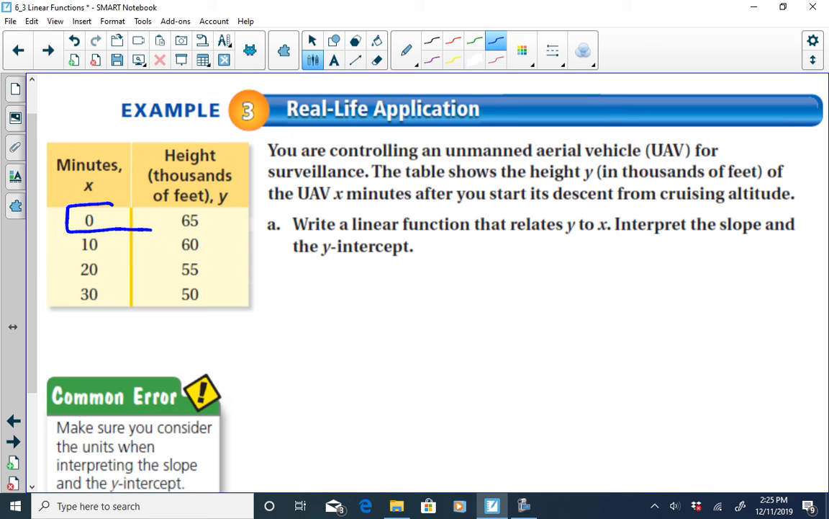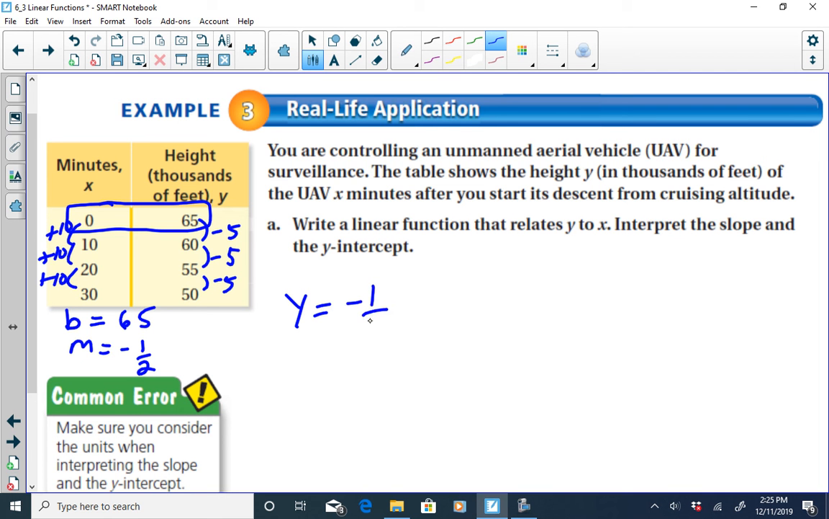Well, here's my b. My output when my input is 0 is 65, so we know b is going to be equal to 65. We still need our m. m is going to be the change in y over the change in x, that ratio. So it looks like it's down 5, down 5. This is an increase of 10, plus 10, plus 10, plus 10. So negative 5 over 10 simplifies to negative 1/2. So the equation of that line would be y is equal to negative 1/2 x plus 65.